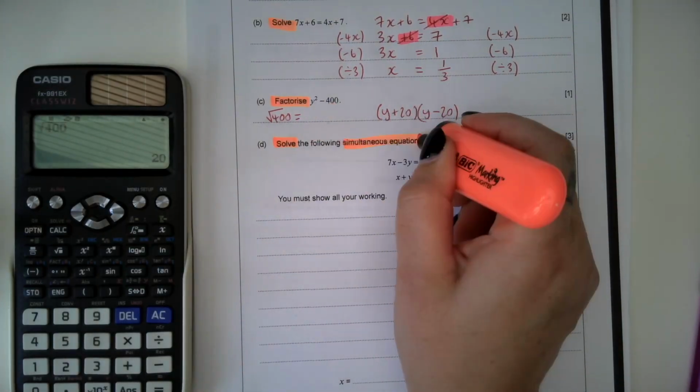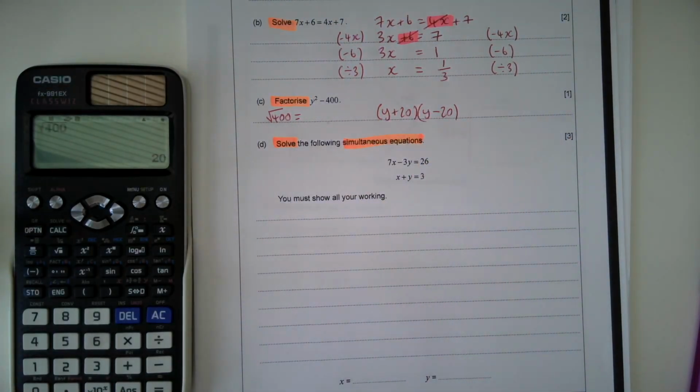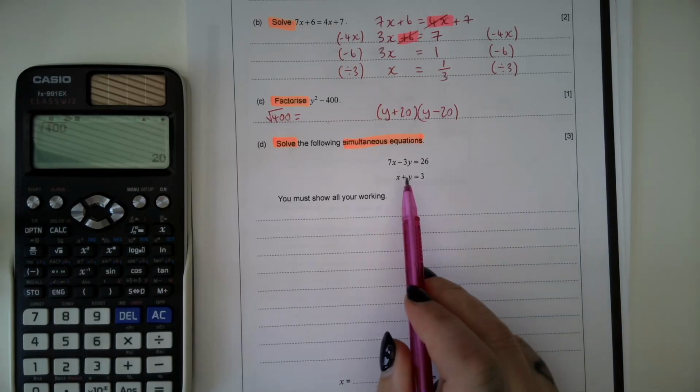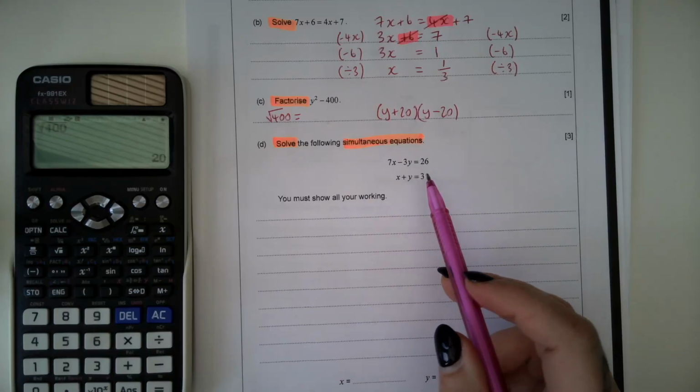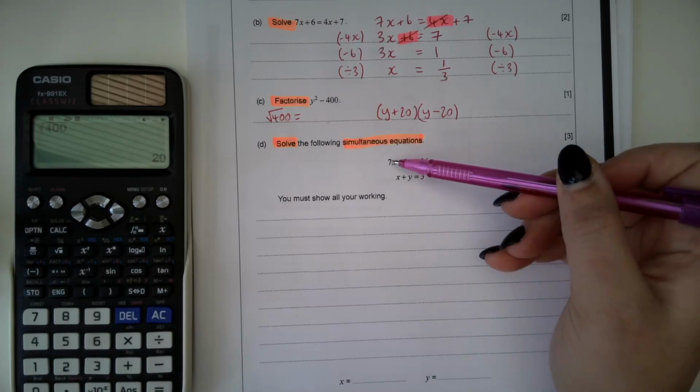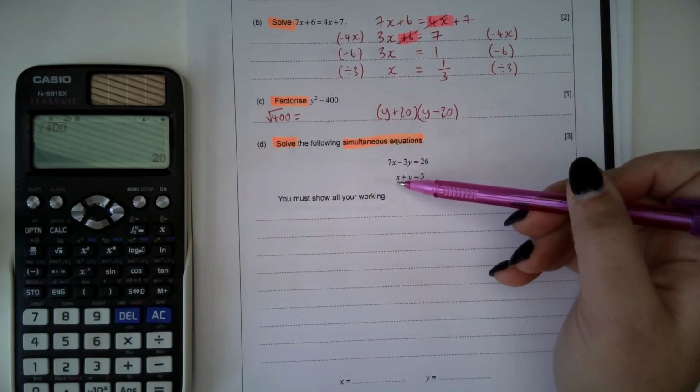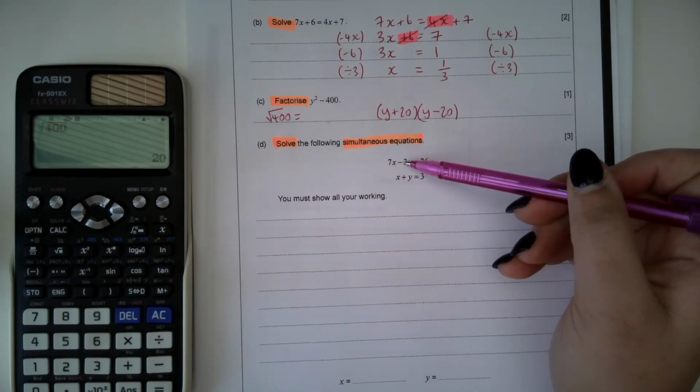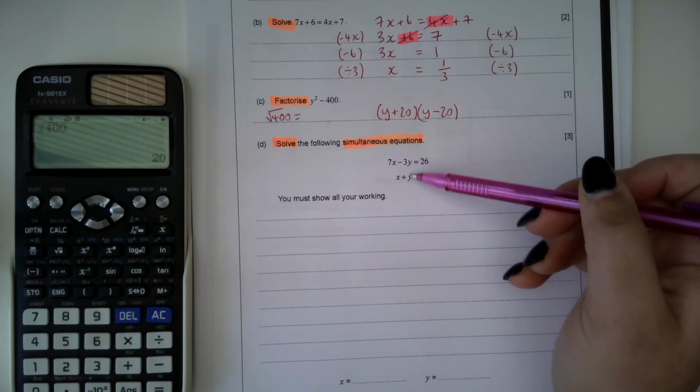Solve the following simultaneous equations. You must show all of your working out. Okay, so the first thing when I'm solving simultaneous equations is I need to see if the coefficient of any of the variables match. So I've got 7x and 1x, that doesn't match. I've got negative 3y and positive y, they don't match.